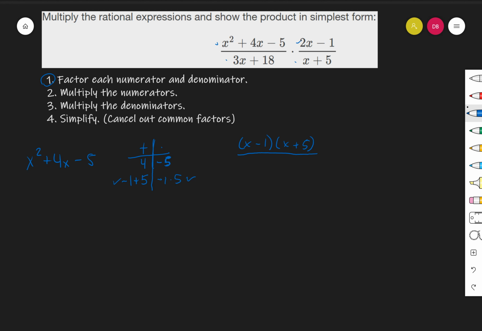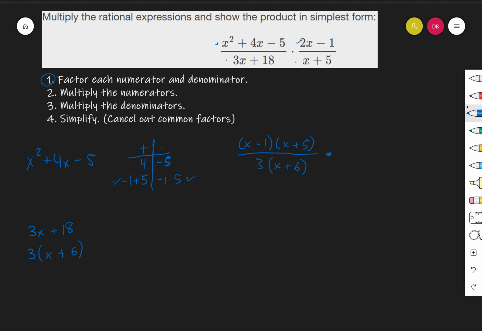That's our first numerator. Now we can look at 3x plus 18, which is our first denominator, and factor it. We could pull out a 3, and it becomes x plus 6. 3x divided by 3 is x, and 18 divided by 3 is 6. So that becomes 3 times x plus 6.